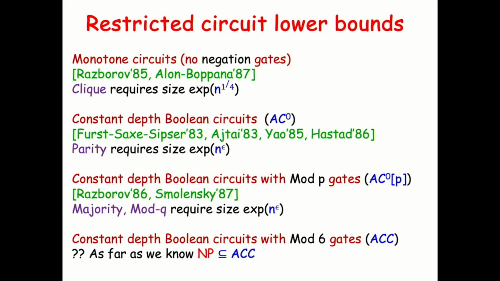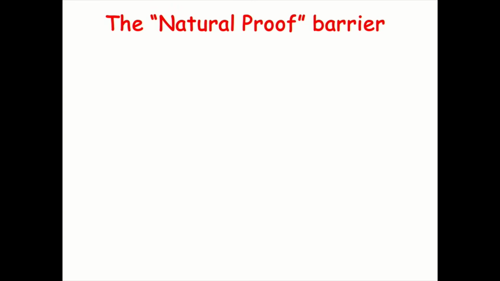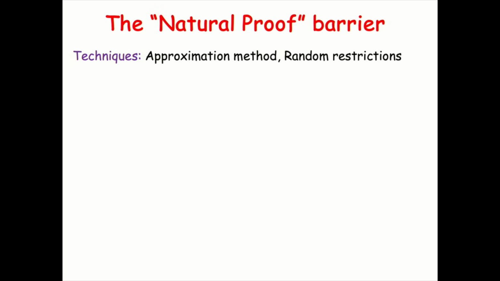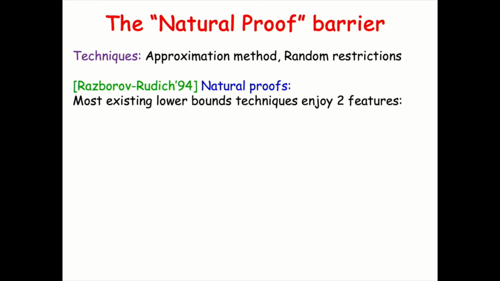Before that, let me tell you why. What kind of excuse do we have for not making more progress in this direction? And this is a very different type of barrier. It's called the natural proof barrier. The techniques used for the lower bounds I mentioned are very sophisticated combinatorial arguments and probabilistic arguments. And what they realized, Razborov and Rudich in the 90s, is that all these lower bounds fall into a framework that's very easy to describe.